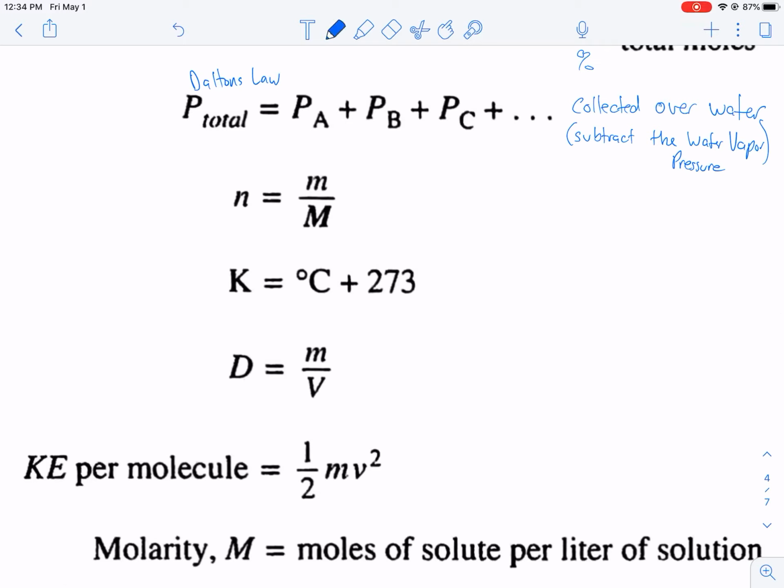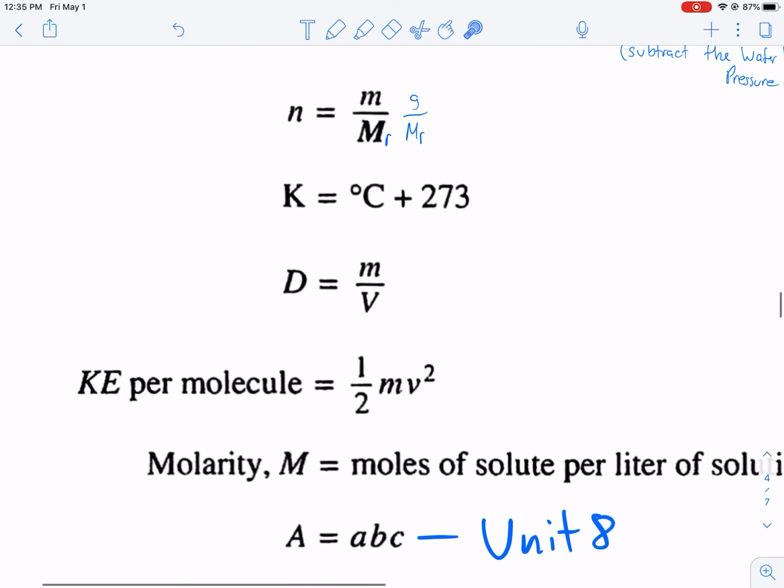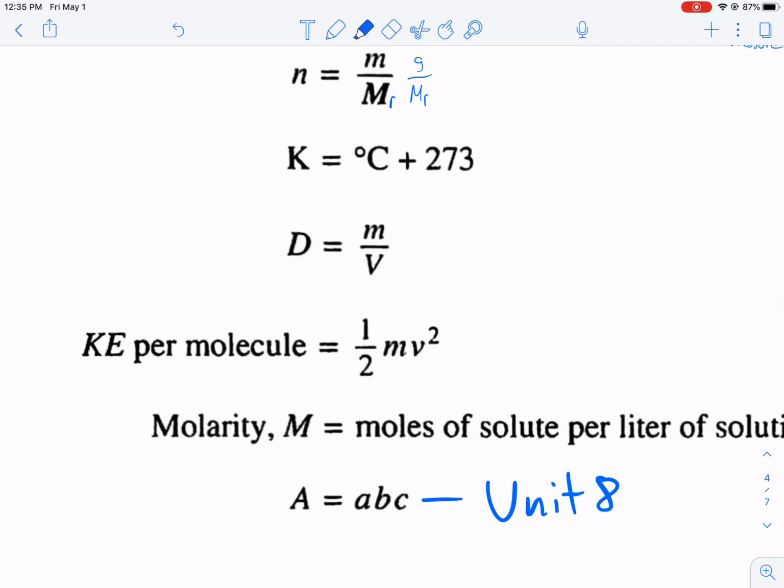So this is just grams over, I like M sub r, the relative molecular mass. I don't know why they're not adding the R on there for that. Maybe it's just a typo, I'm not sure. It's like this every year. But don't confuse that with molarity. When we're looking here, that shouldn't be any big deal. Density, mass over volume.